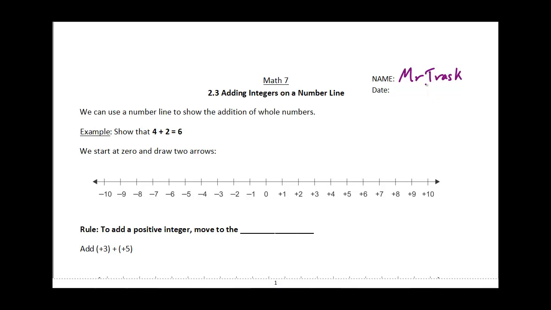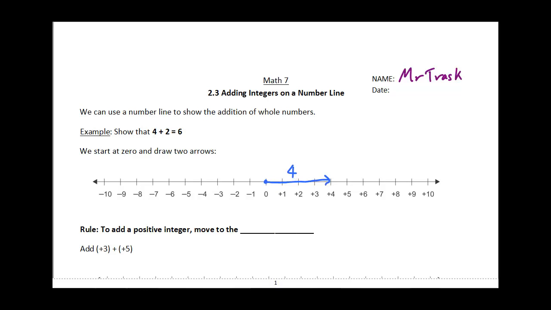Okay, so we've already seen how we can add integers by representing them visually with different colored tiles. Another way of doing that is using a number line. An example here shows that 4 plus 2 equals 6. One way we can do that is to start here at 0, and we want to represent our 4. We can represent that with an arrow that goes from 0 all the way to 4. So that just represents 4.